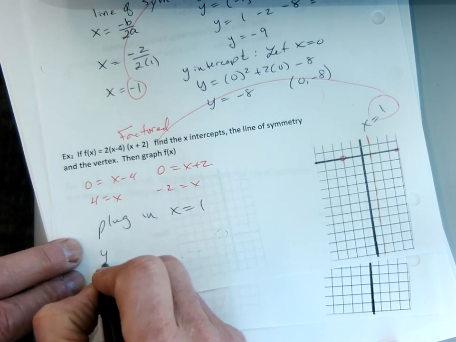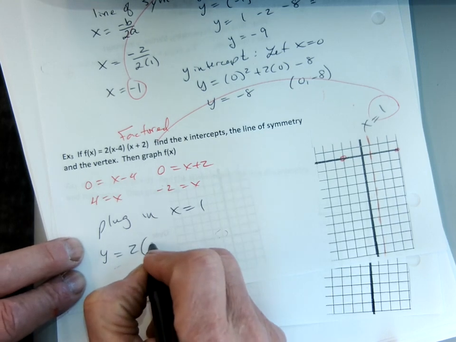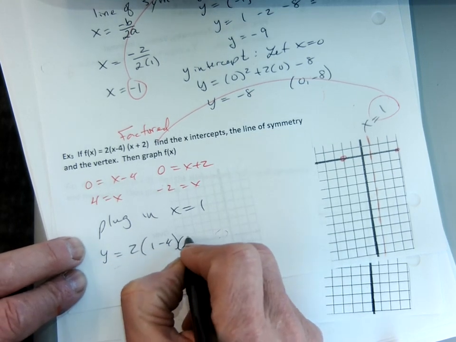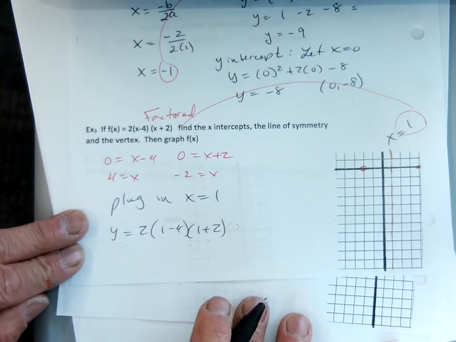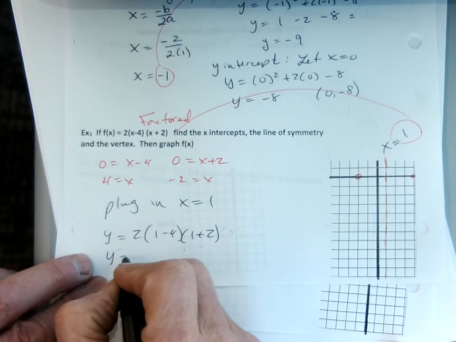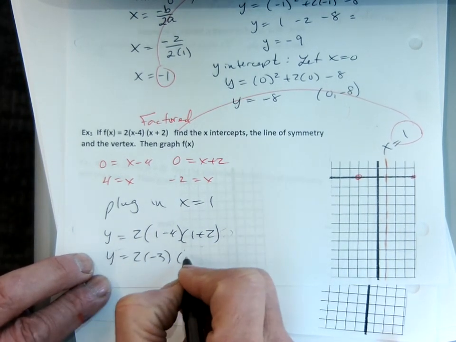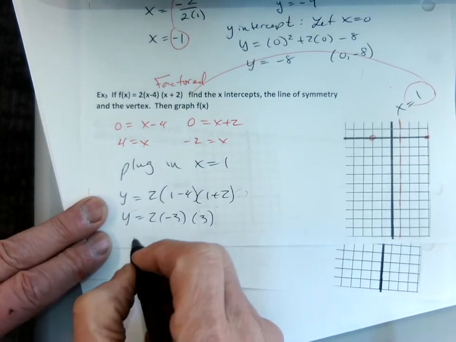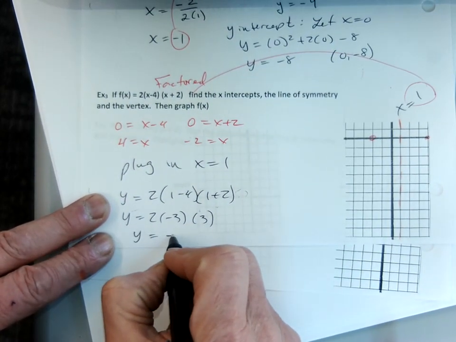We have y equals 2 times (1 minus 4) times (1 plus 2). I'm just taking my 1. I know that the x value is 1, right? I just need the y value. So it's somewhere along here. If I put this in, I will get the y value. Does that make sense? Okay, so let's simplify this. Is your head hurting, Paige? It's all good. Y equals 2 times negative 3 times 3, which means the y is negative 18.